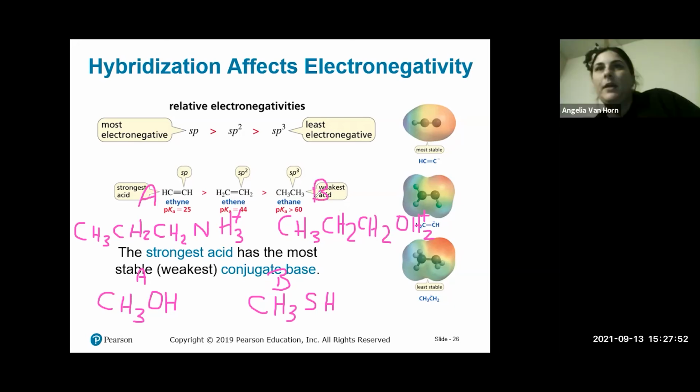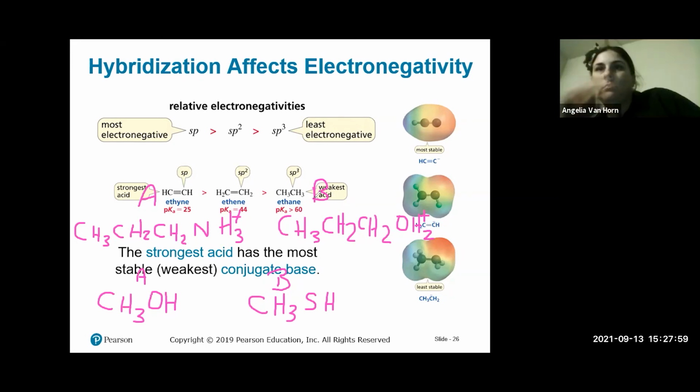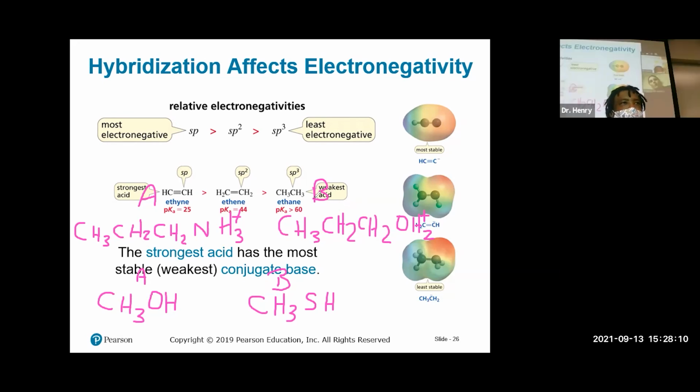B. B. Do you guys all agree or anybody disagree? The correct answer is B. Why? Because oxygen is more electronegative than nitrogen. That's right, because oxygen is more electronegative than nitrogen. Okay, you guys got it? That's right. It was because of the size.